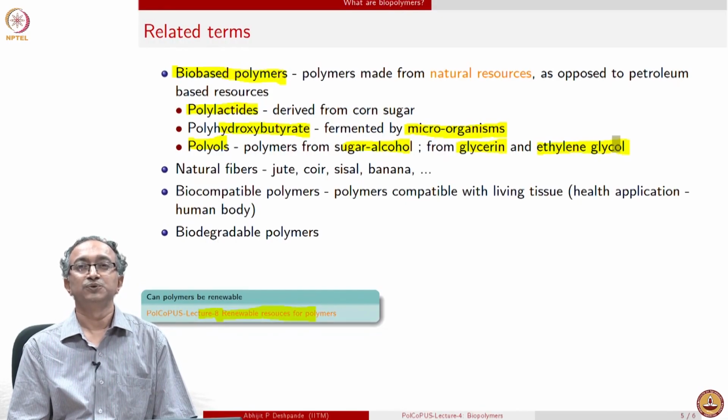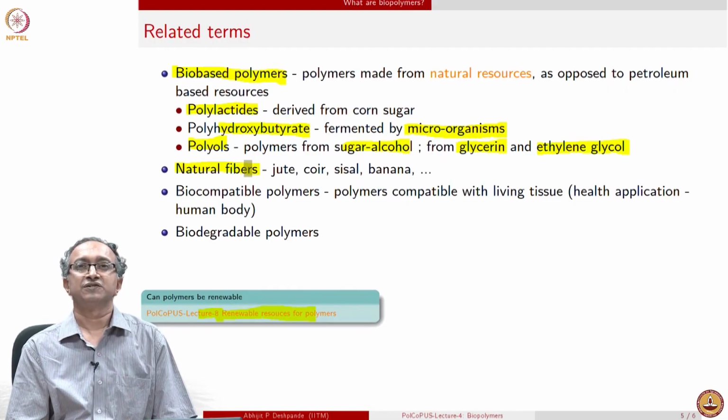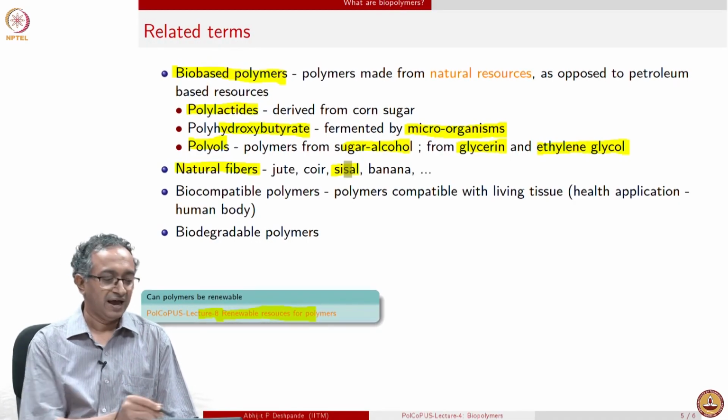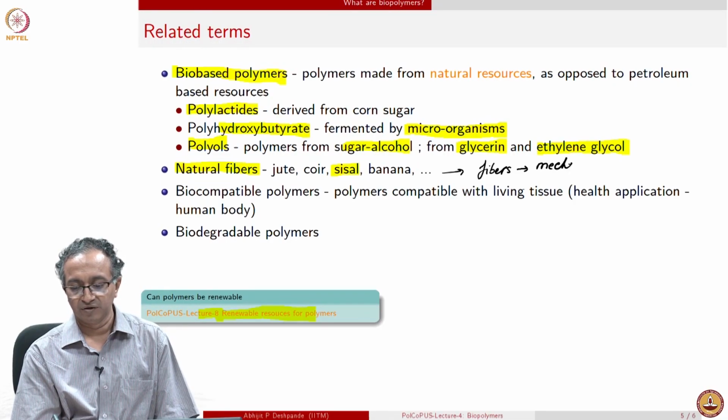Another important use of natural polymers, which is already used quite a bit, is in terms of natural fibers. We can extract fibers from a variety of plant species: from coconut we get coir fiber, from jute we can get fiber, and from sisal. These are some other examples, from banana, pineapple, so many plants from which we can extract fibers. And these fibers, which are mechanically very strong, can be used along with polymers as composite materials.